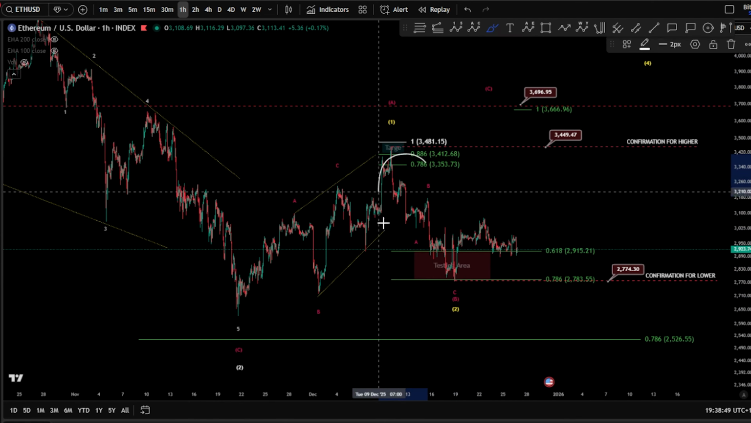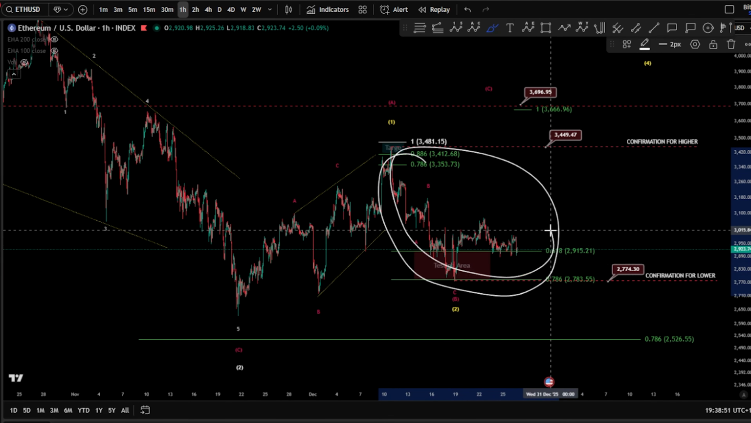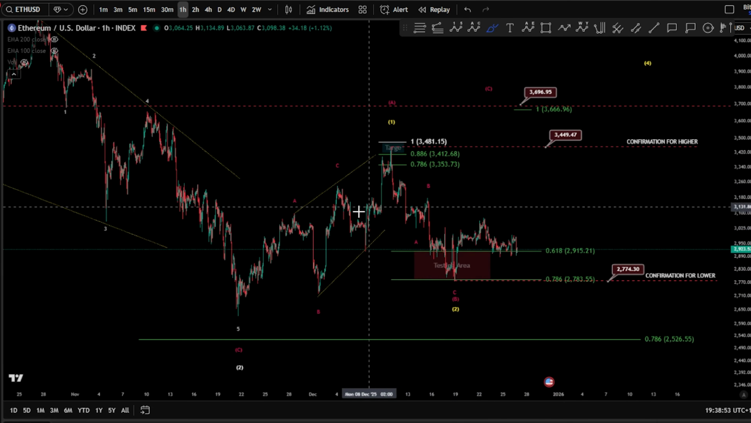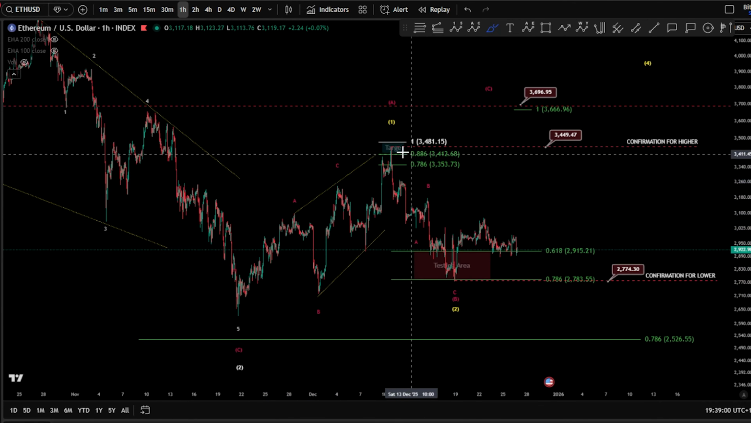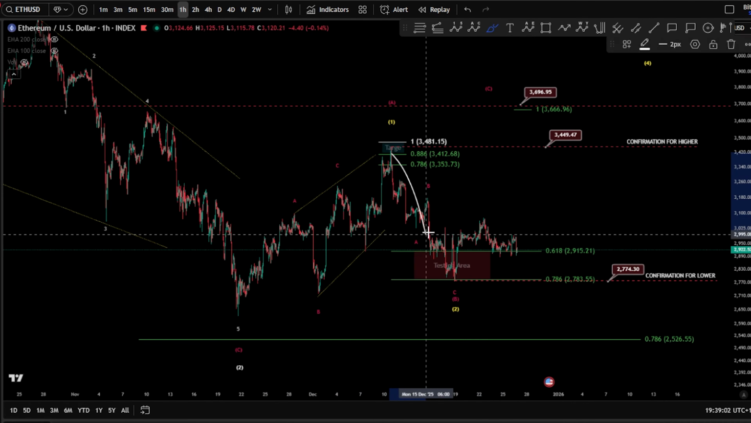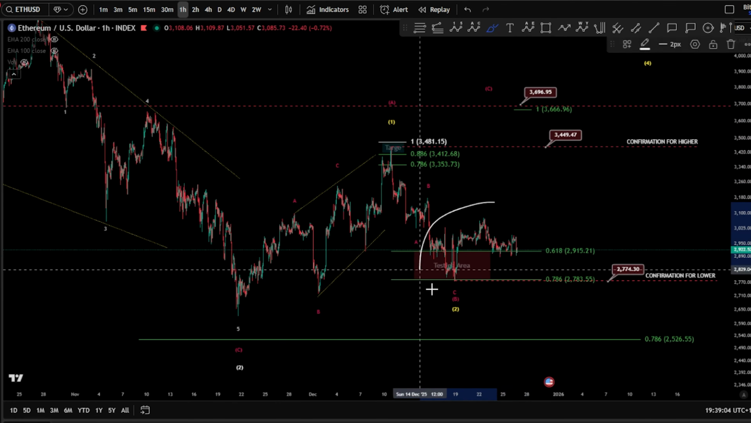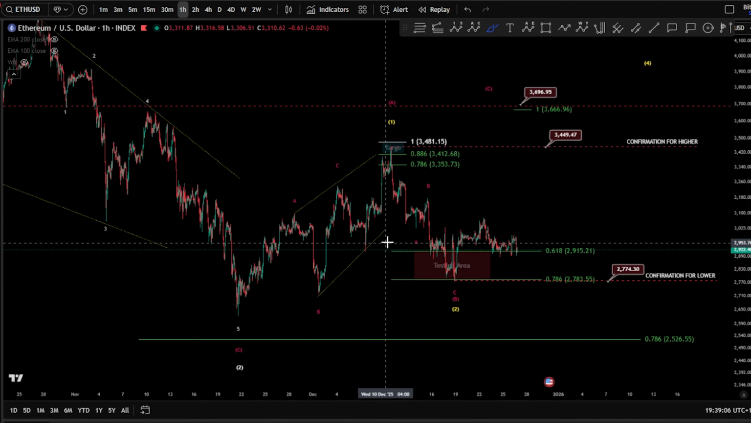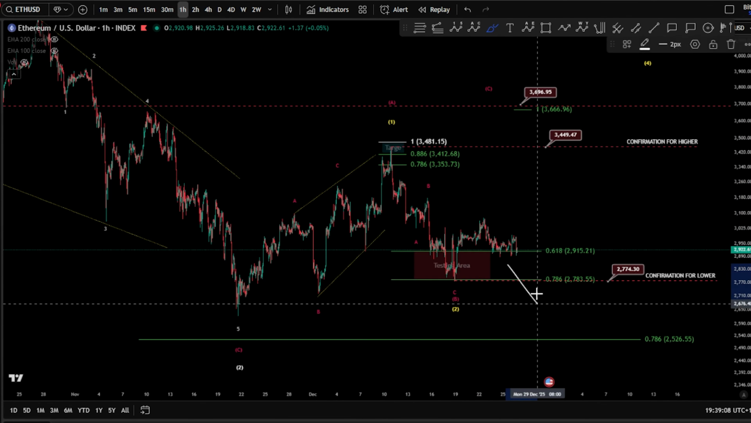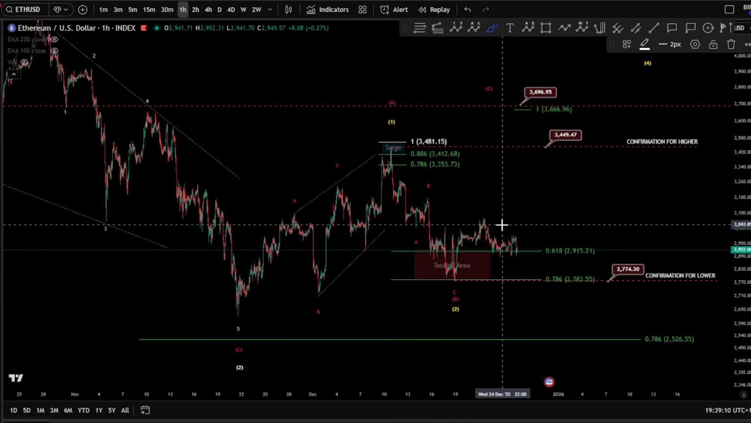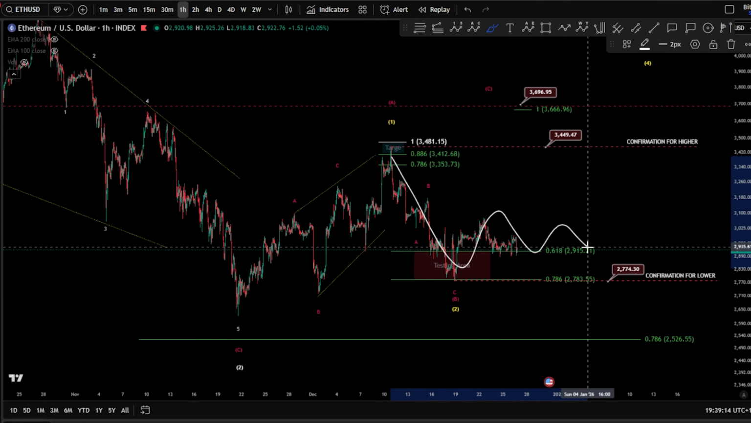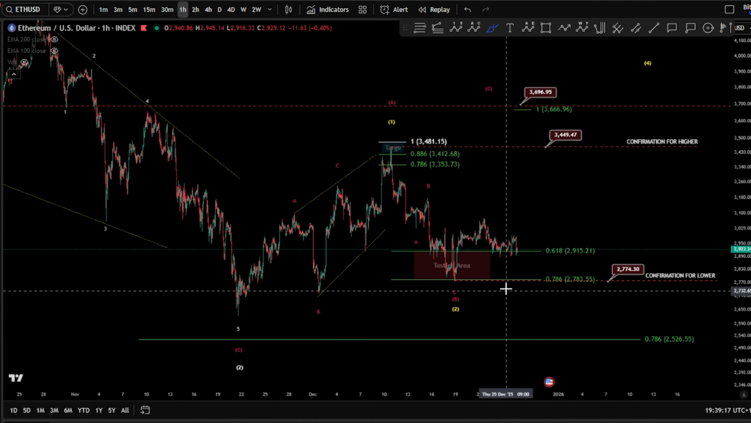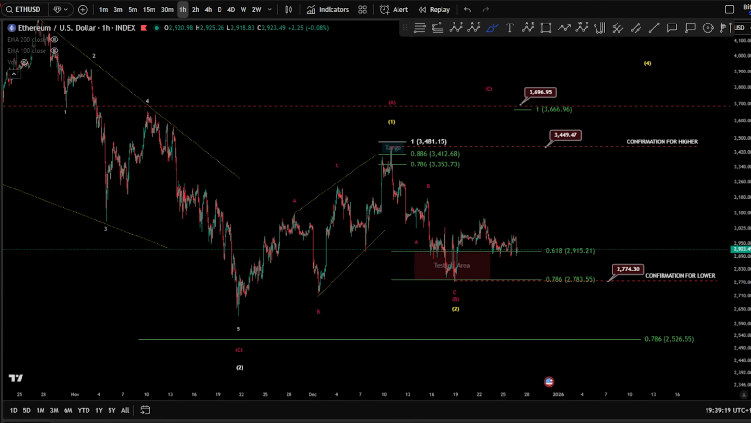Because the wave 2 here is very, very long in time. And if we are in a 1-2 after a leading diagonal, normally, if it is an impulse, it should be a short and shallow wave 2, and it should push for higher, not this. So by all means, there is nothing really very bearish, nothing really very bullish. I still see complexity, and I still see longer sideways for Ethereum as well.